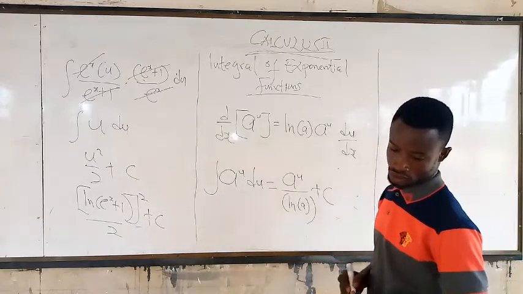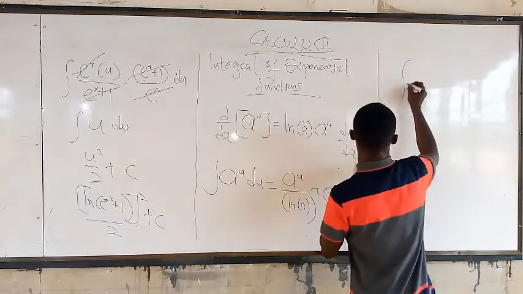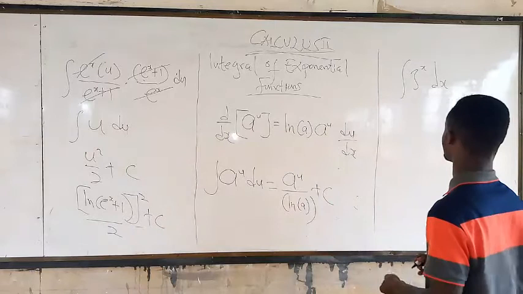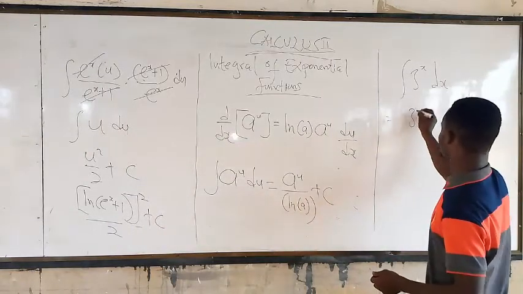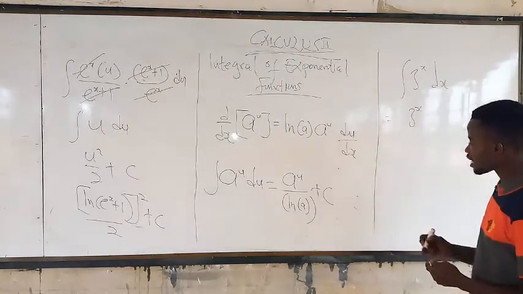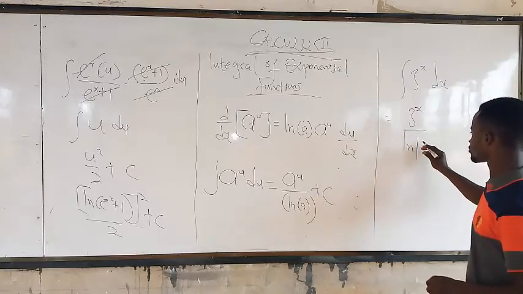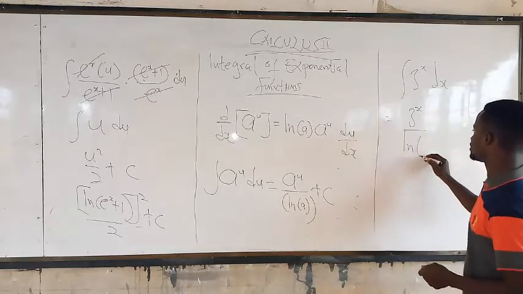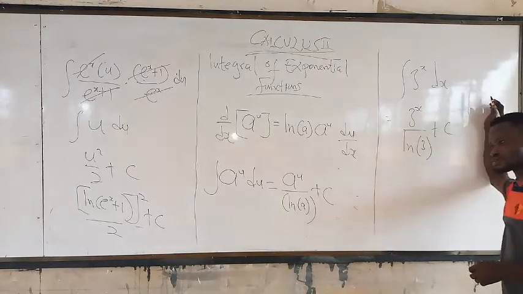So therefore, let's try some questions and see. To integrate 3^x dx, what are we going to get? The first thing to do, as we did here, is to repeat the whole thing. And after repeating the whole thing, then you divide that by what? ln. You divide that by ln of the constant, which is what? 3. Then plus what? C.